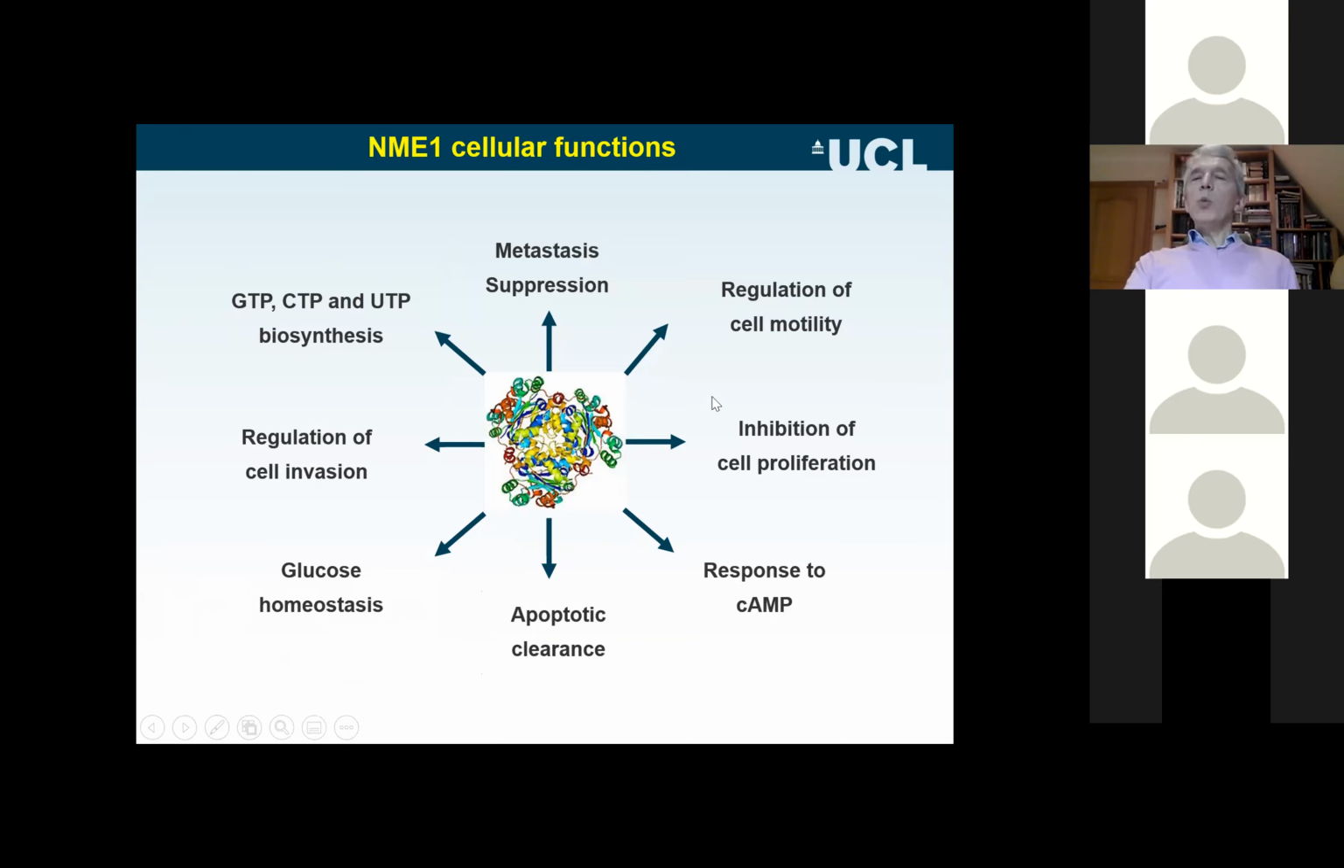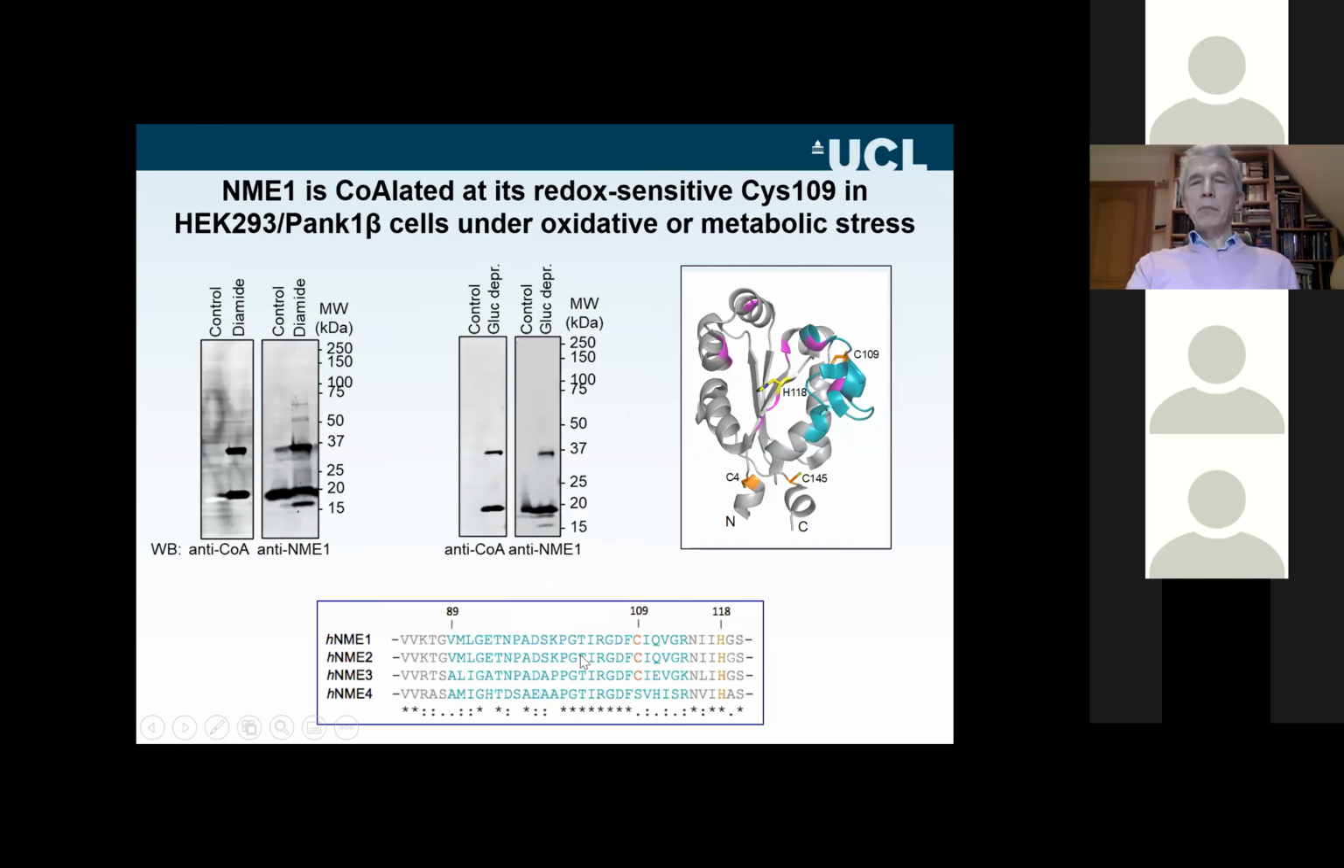The protein would negatively regulate cell motility and cell invasion. It also inhibits cell proliferation, modulates glucose homeostasis, and apoptotic clearing. We found that it binds CoA quite well from cells and tissues. We found the recombinant protein binds extensively to CoA beads.